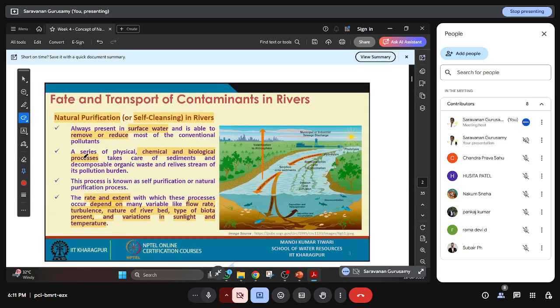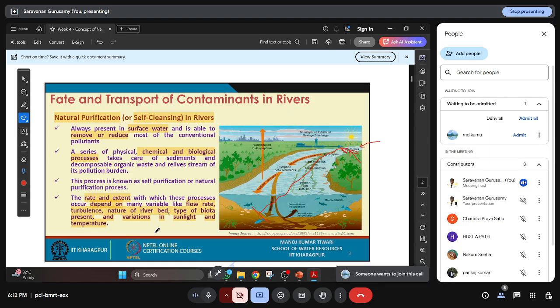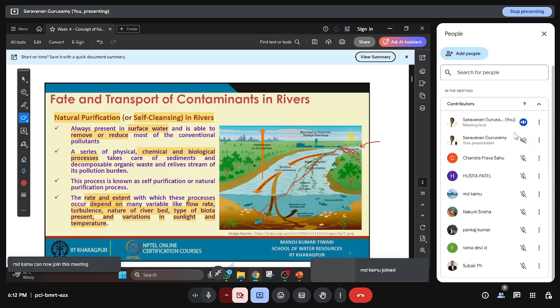Another main aspect in the river is natural purification or self-cleansing. You are discharging a pollutant at a point in the river, and the river is coming with clean water. After 1 kilometer or 2 kilometers, you find the pollutant with less concentration. After 10 kilometers, you can't find any traces of pollutant. Why is it happening? Because the river has the capacity to purify itself. That's called natural purification or the self-cleansing property of the river.